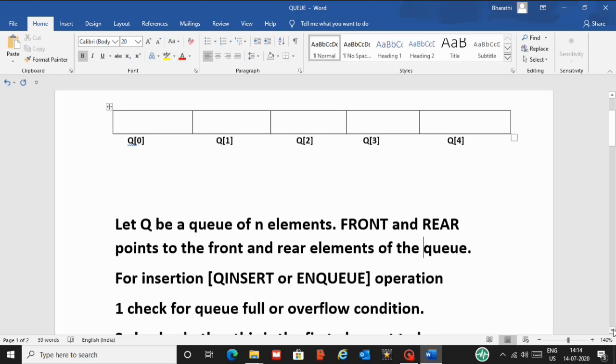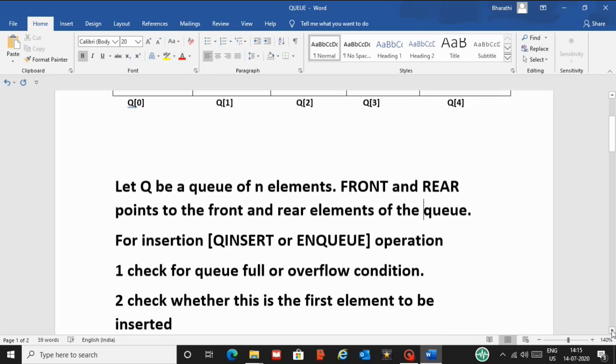Yes, in stacks we had top. Since the insertion and deletion happened from only one end, you did not need two pointers. The top only was there for both insertion and deletion, that is push and pop operations. Since in queues it happens from both ends, you would need two pointers, one to keep track of the element which has to be deleted, that will be taken care of by the pointer front, and the element which has to be inserted, that is taken care of by the pointer rear. So they point to the front and the rear of the queue. And for insertion, the procedure is to check for the queue full or overflow condition.